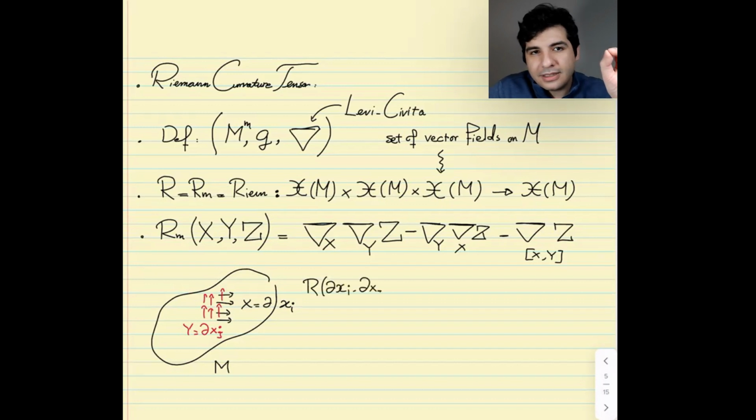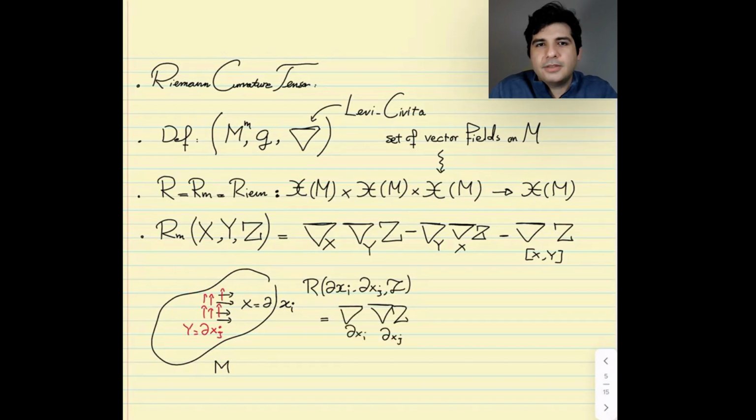So if we plug in partial xi and partial xj instead of x and y and some other z, we would get the covariant derivative of z in direction of xj, derivative of that, second derivative in direction xi, minus first derivative in direction xi and then derivative in direction xj. And because the Lie bracket of partial xi, partial xj vanishes, that's it.